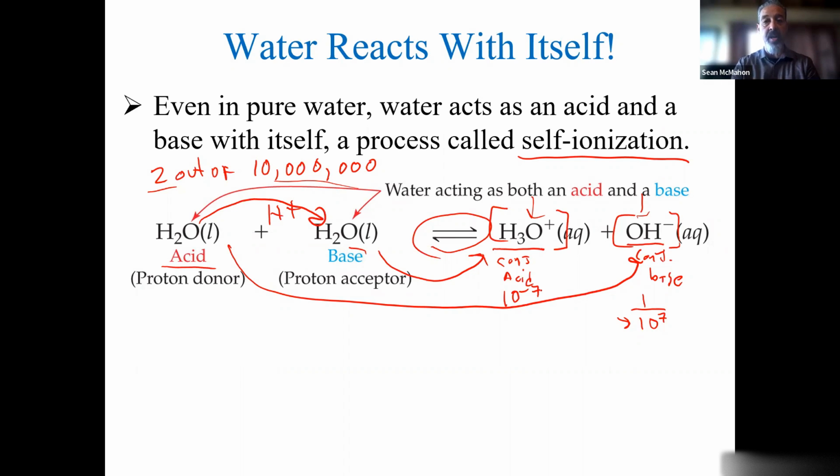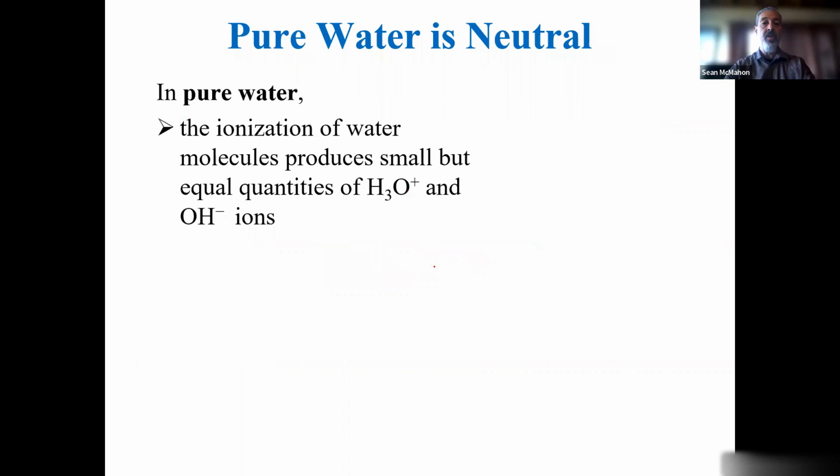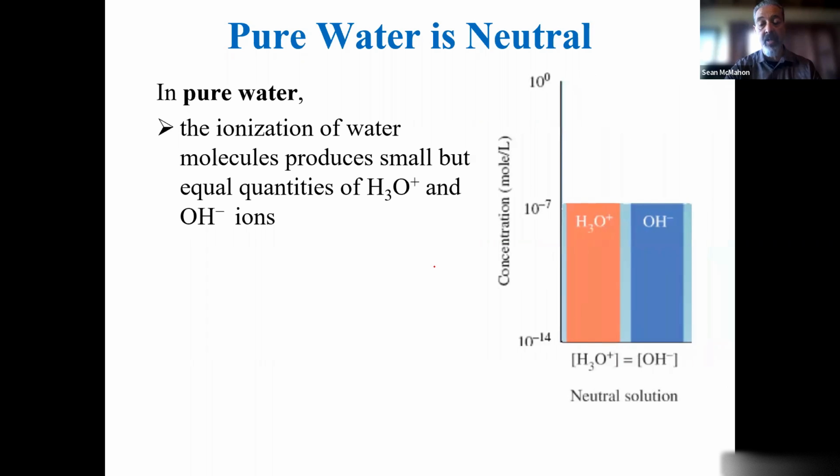Because it's a 1-to-1 ratio, this is neither acidic nor basic, because how I measure acids, which is the hydronium ion, and how I measure bases, hydroxide, it's a 1-to-1 mole ratio. So this is a neutral solution. Plus, the bulk of the solution is just the water molecule. So in pure water, this ionization produces a small quantity of these 2 ions, but it produces them in equal amounts. And what are the amounts? I just showed you 10 to the negative 7.